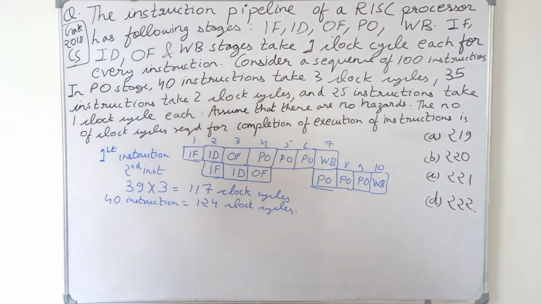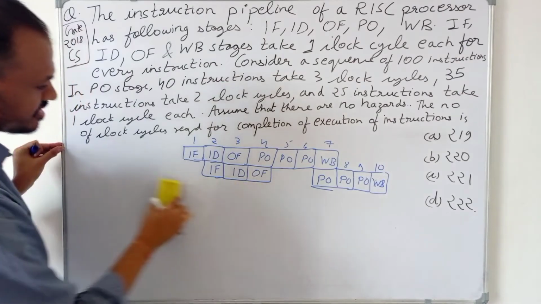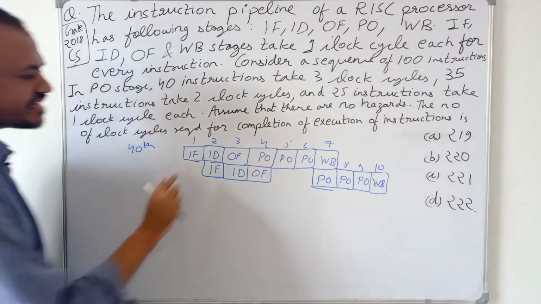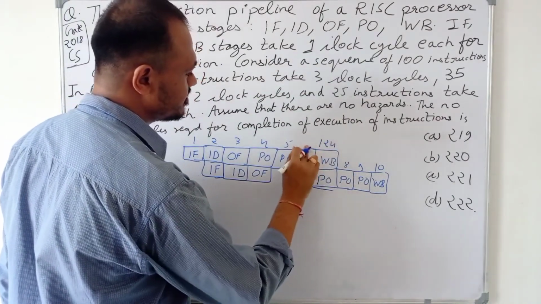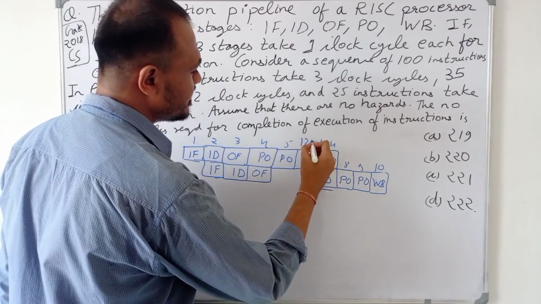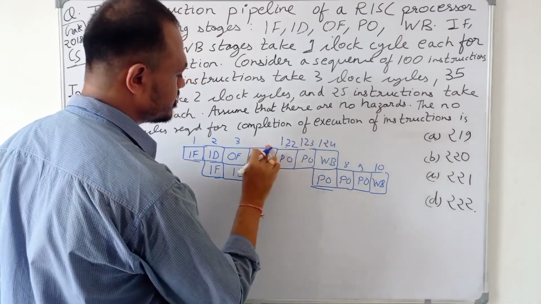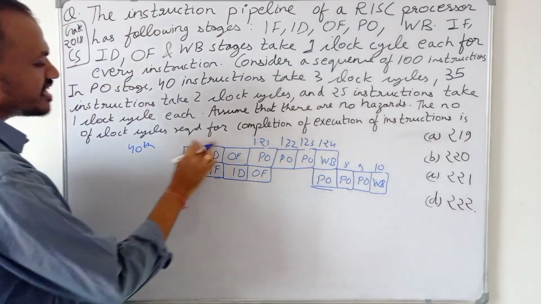Now if the 40th instruction is complete in the 124th clock cycle, then we can mark it here. The 40th will be completed in the 124th, so this is 124, this is 123, this is 122 and this is 121. So this is the 40th instruction.